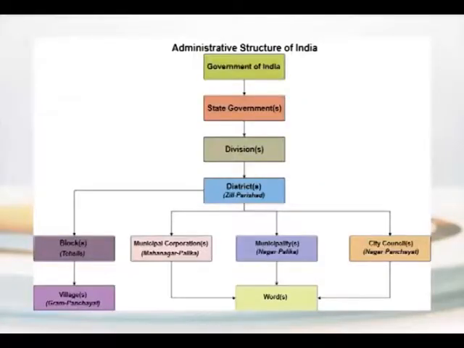Now let's have a look at the administrative structure of India. There is the Government of India. Below it are the state governments and 7 union territories. State governments are divided into divisions, districts, and so on. Now, this is the pyramidal structure. Everywhere it is like this.